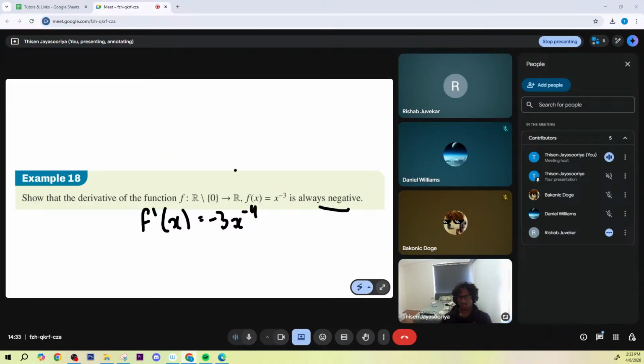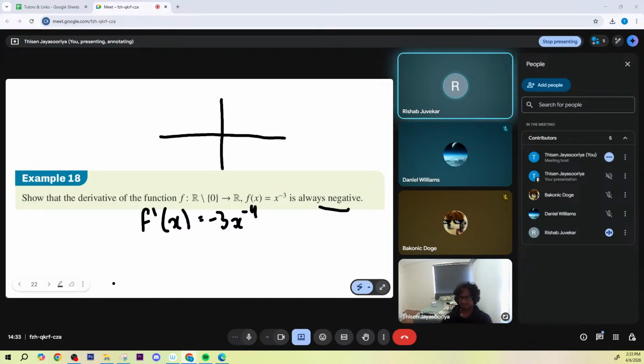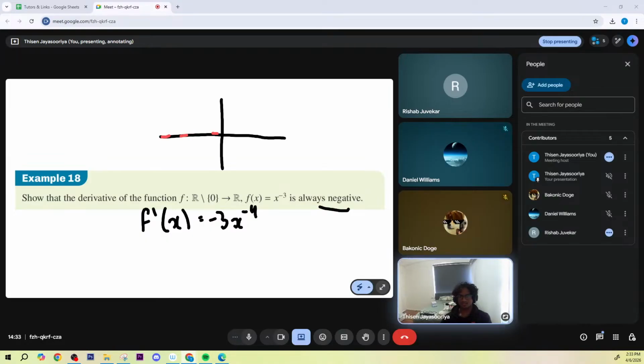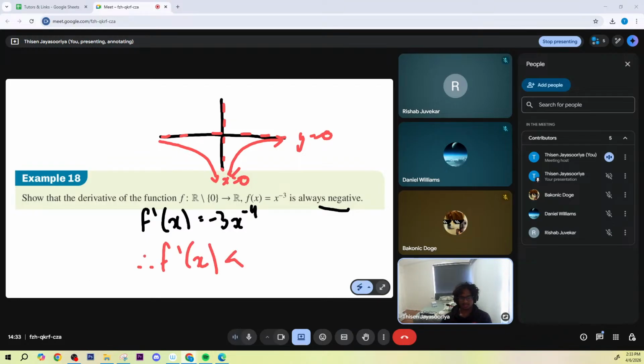Sketch it. Yeah, sketch it. So what should this graph look like? What should the approximate shape of this one look like? Is it a truncus? It's basically a truncus, yeah? So here we have an asymptote at y equals 0. We also have an asymptote at x equals 0. And here, right, this is what our truncus is going to look like. So then hence we can say f dash of x is less than 0.